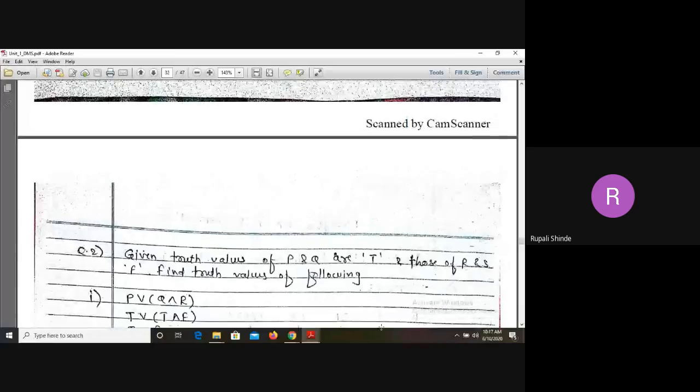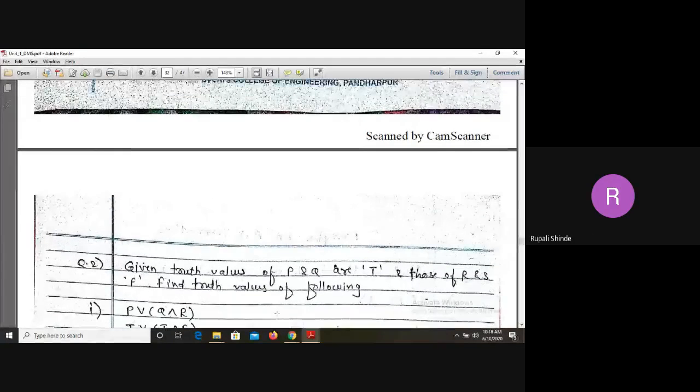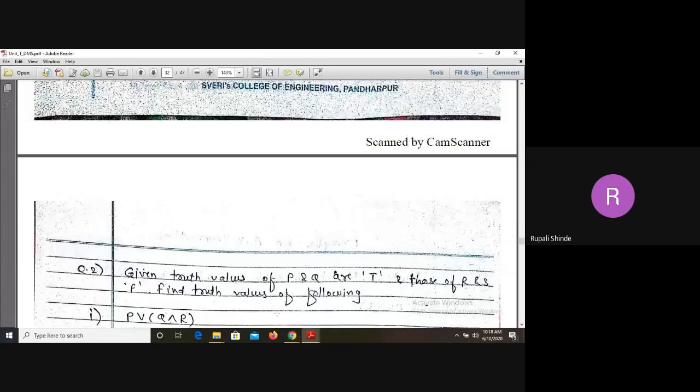So second question is given as, given the truth values of P and Q are T and those for R and S are F, then find the truth values for following. So what they have said, the truth value for P and Q is T and for R and S it is F. Then we have to find out truth values for this given formula.